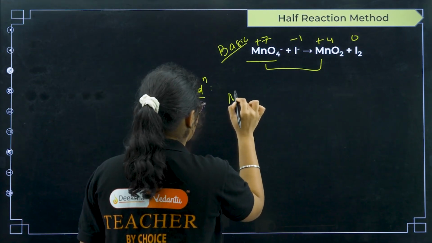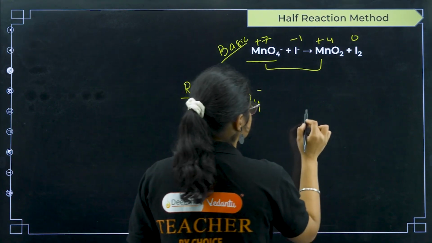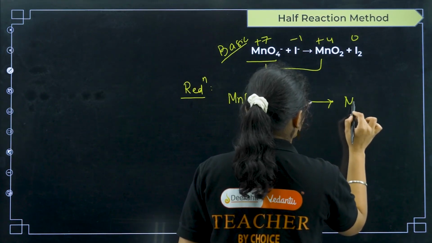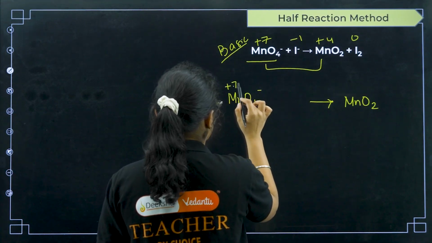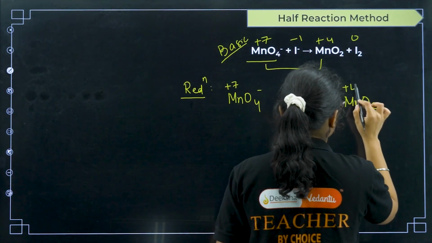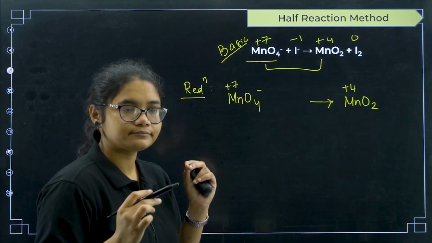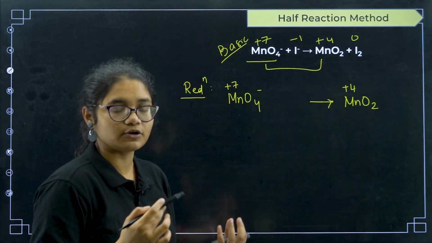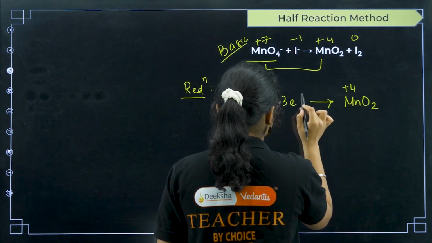We have MnO4 minus. Okay, this one will give you MnO2. Okay, now you have +7 and you have +4, right? Now +7 to +4 is what? There is a gain of electrons or reduction. Reduction means gain of electrons, so there will be a gain of 3 electrons.